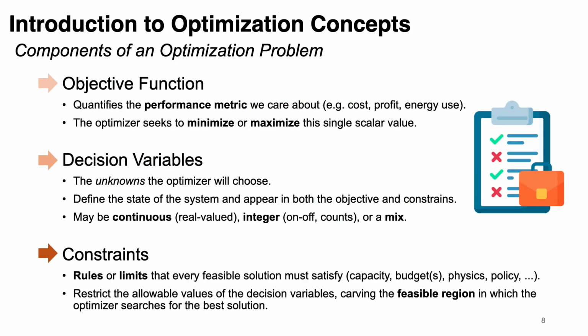Let's look under the hood of those three components. First, the objective function. This is a single numerical value that represents your success. If you are a logistics manager, this might be the total cost of fuel. If you are a hospital administrator, it might be the total wait time for patients. The optimizer is laser-focused on making this single number as small or as large as possible.